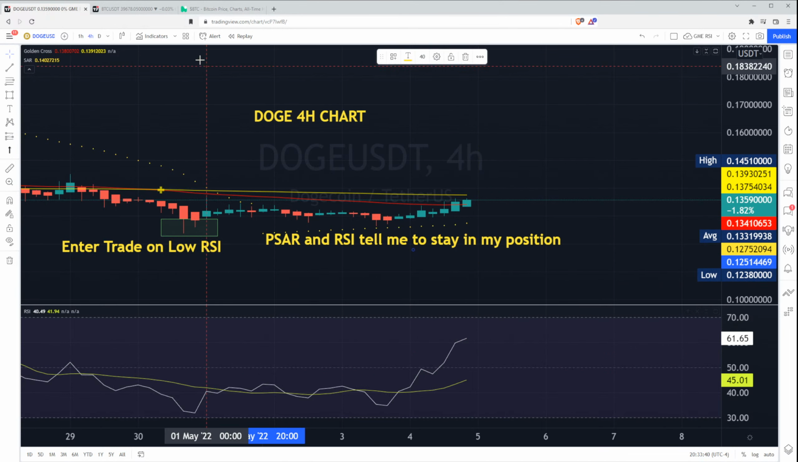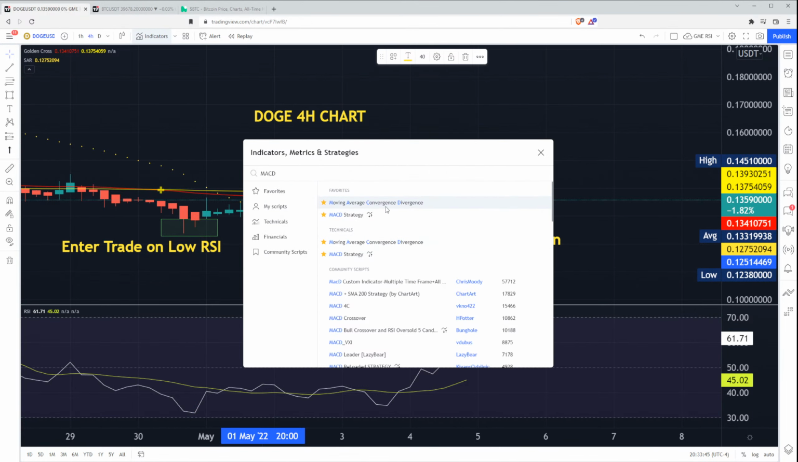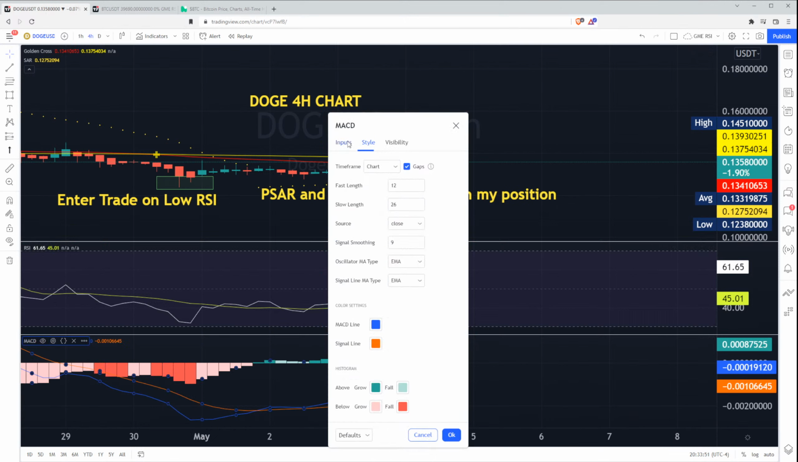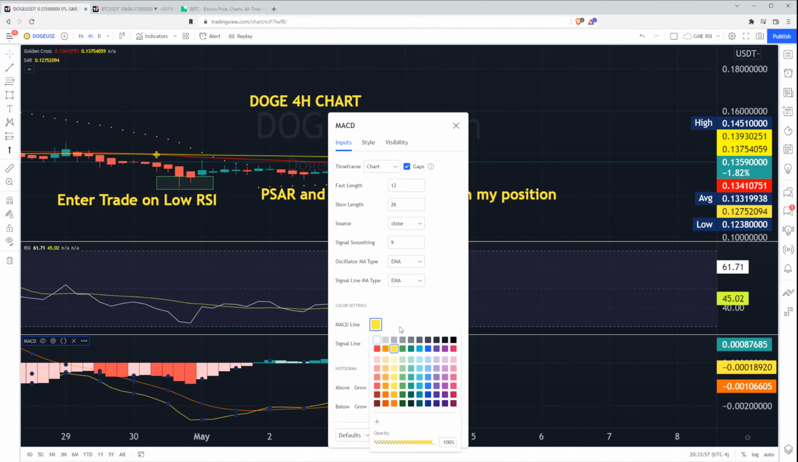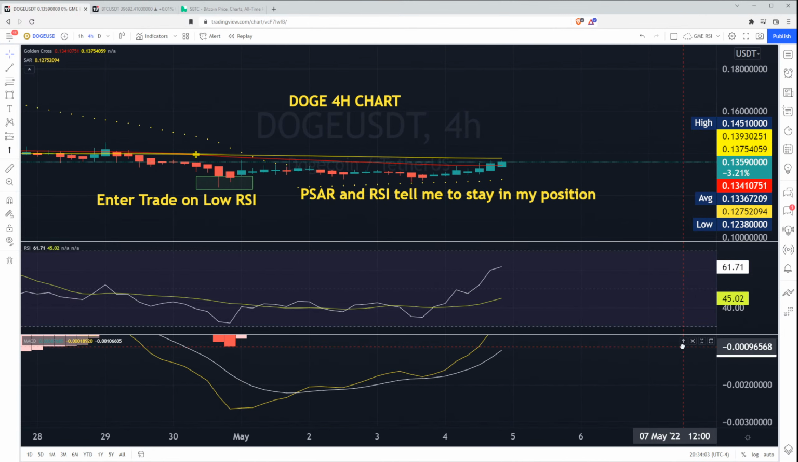Let's see what the MACD says for this 4 hour. So adding the moving average convergence divergence to the chart. And let me get my configuration up. My MACD is gold. My signal line is white.